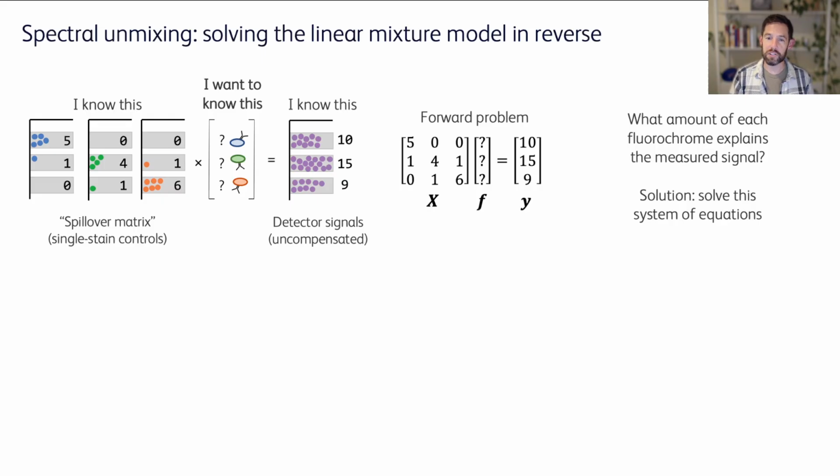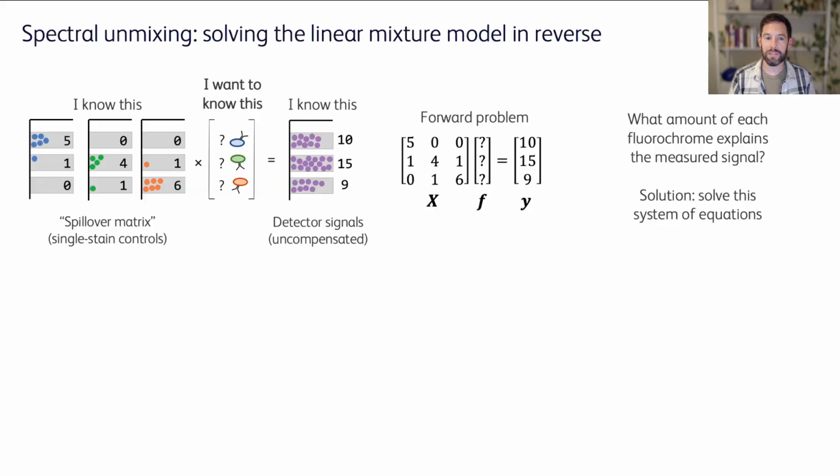Okay, so we've shown how to describe the problem mathematically with the linear mixture model. How do we actually use that to learn what we want? Well, we know two things. We know the spillover matrix, or the single color spectrum of each fluorochrome, and we know that because we ran single stain controls. We also know what we measured on each detector because we just measured it on each detector. What we want to know is that value in the middle, the vector of fluorochrome abundances represented by F. This framing is called the forward problem. It describes where the signal comes from if we know the sources. What we want to answer is what amount of each fluorochrome would explain the measured signal that I saw.